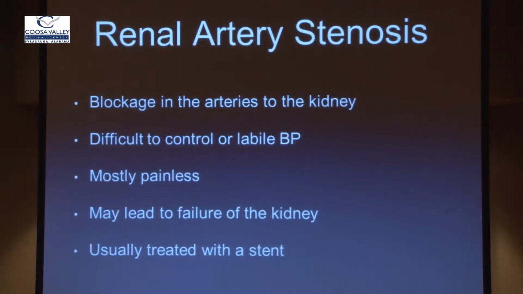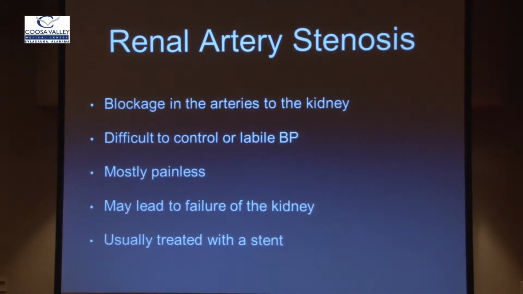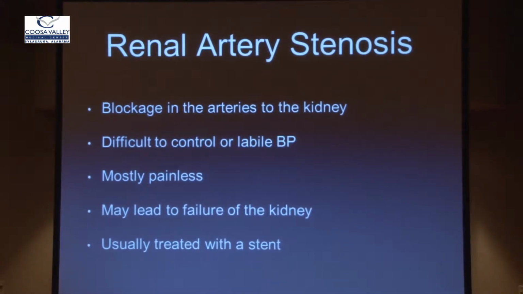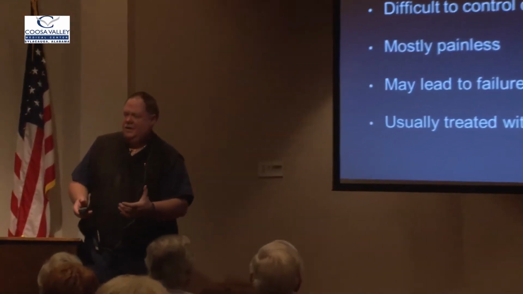Most commonly, we see people that have very difficult to control blood pressure, or their blood pressure wildly swings. One day it'll be 200 and the next day it'll be 120, and it can never seem to find the middle. The other very common thing is you may be on a third medicine, then a fourth medicine, then a fifth. We just keep piling medicine on you, but we can't get your blood pressure down. We have to look for renal artery stenosis.